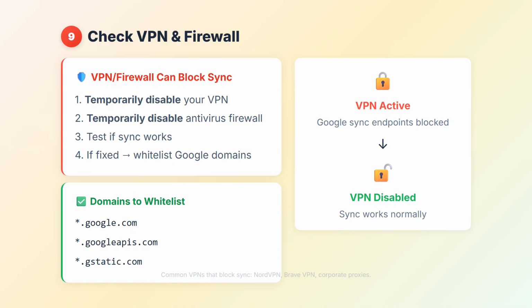Fix number 9. Check your VPN and firewall. VPNs and antivirus firewalls can block Google Sync endpoints. Temporarily disable your VPN and test sync. If it works, whitelist the domains google.com, googleapis.com, and gstatic.com in your VPN or firewall settings.